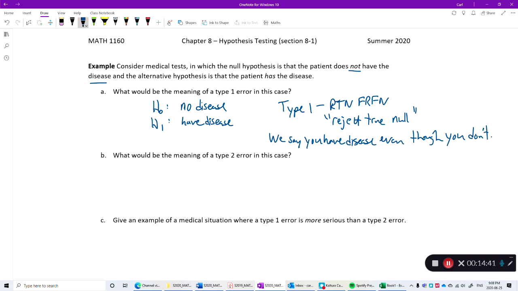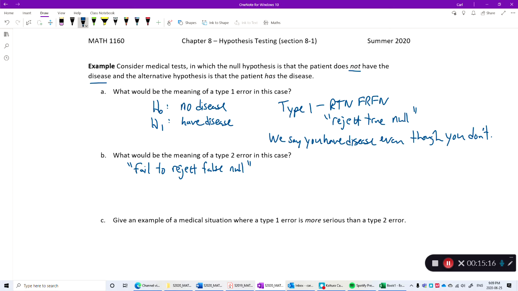Okay, that's what I just said on the last page at great length, but it doesn't hurt to repeat it. What would be the meaning of a type 2 error? So type 2 is the FRFN: fail to reject a false null. So the null is false. It's false that you have no disease, that you do have a disease, but we don't reject it. We keep thinking it's true.